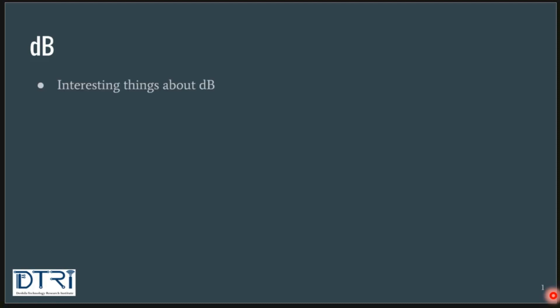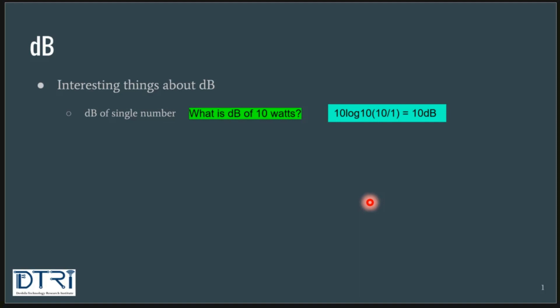So some more interesting things about dB or decibels. So how do you get dB for a single number? So you are given just a single number, while for dB calculation you need a ratio. So for example, what is the dB of 10 watts? Remember, dB is a ratio, so this number also needs a denominator. So in this case, take the denominator as 1 watt. So now the decibel calculation is the logarithmic value of 10 over 1 and the value is 10 dB.